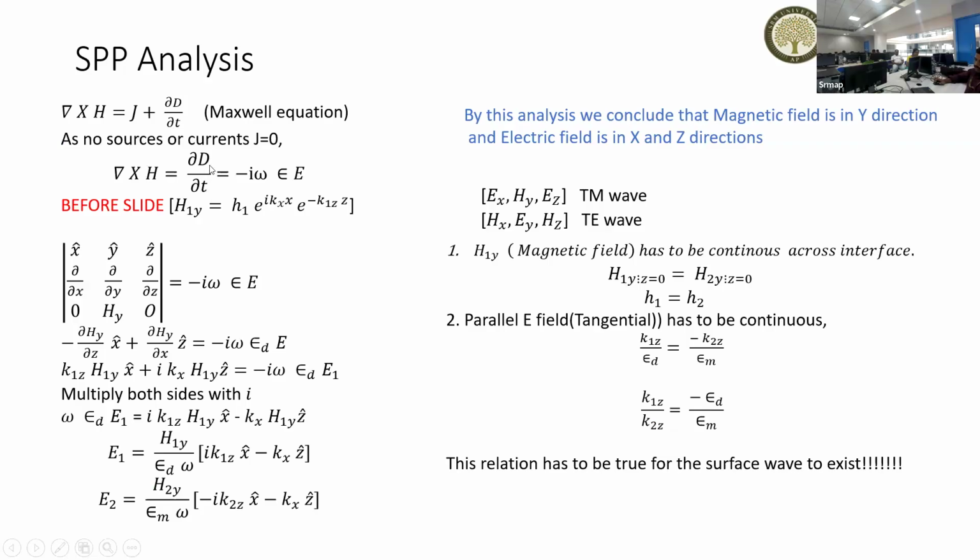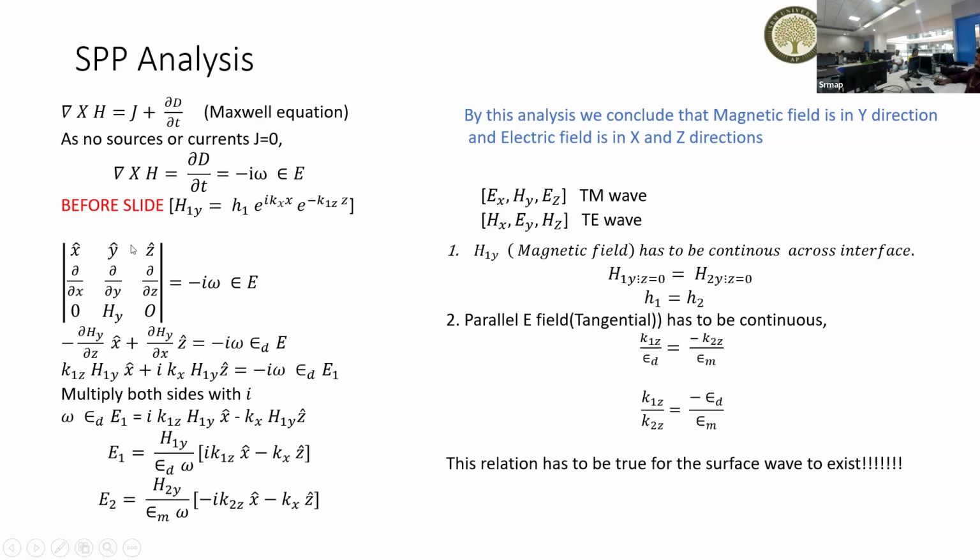Here, in dou D by dou T, D is nothing but epsilon into E, and we are taking a monochromatic plane wave. A monochromatic plane wave means it is exponentially varying, e to the power of minus i omega t. If you differentiate that, you will get minus i omega into epsilon into E. Before this slide, this is the expression we found.